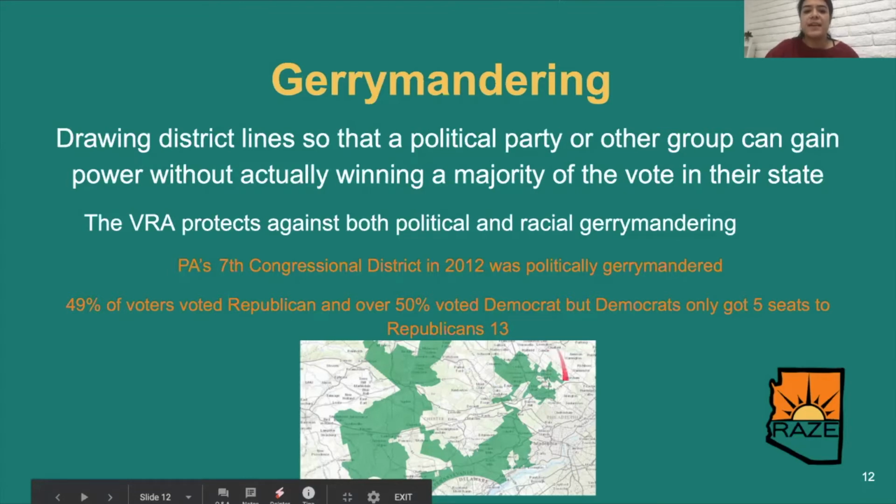So in this case, in the 7th congressional district in Pennsylvania, it thwarted the voice of the voters. And this was done by the legislature. In Arizona, as we will discuss in a little bit, we have an independent commission state, which means our legislature does not draw these lines.